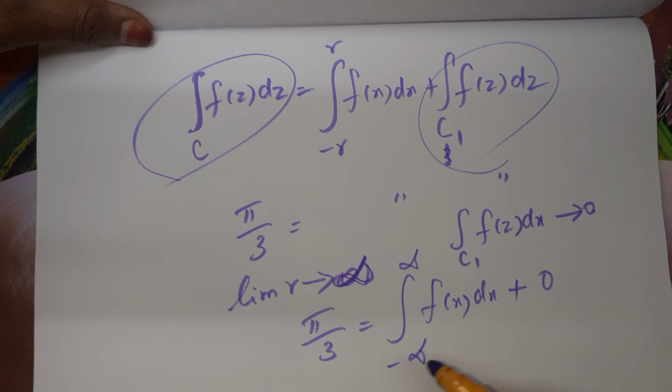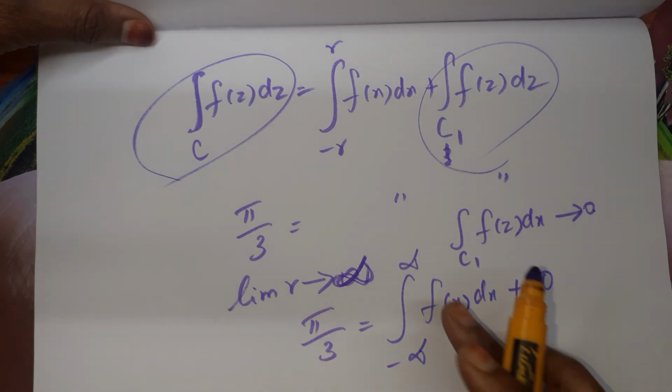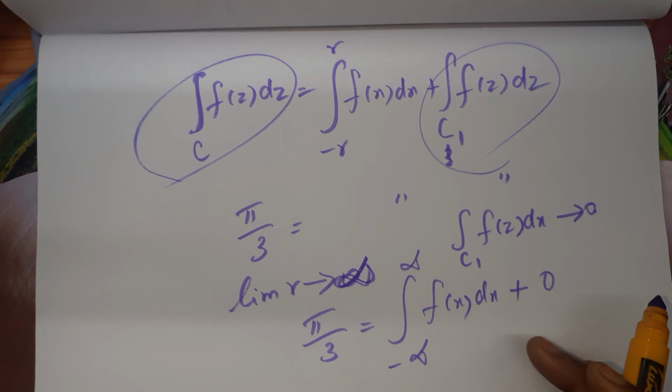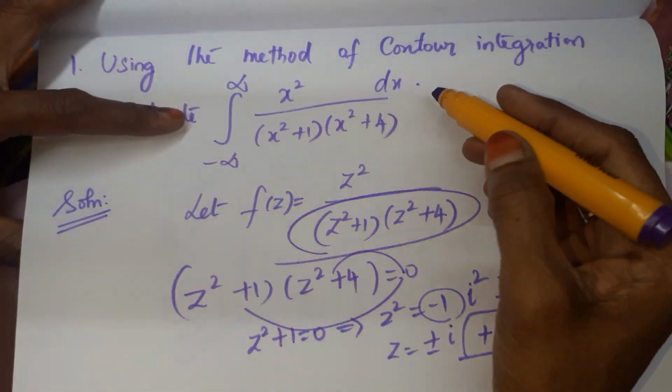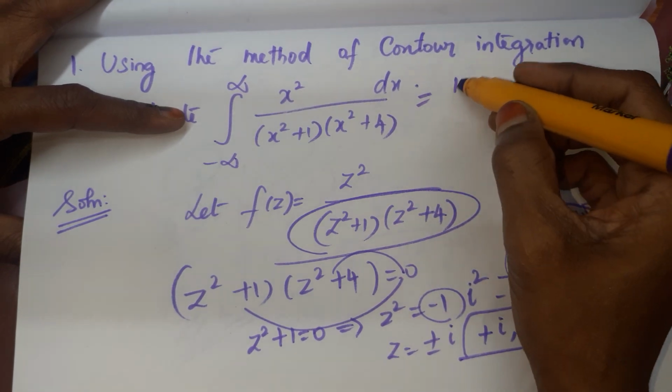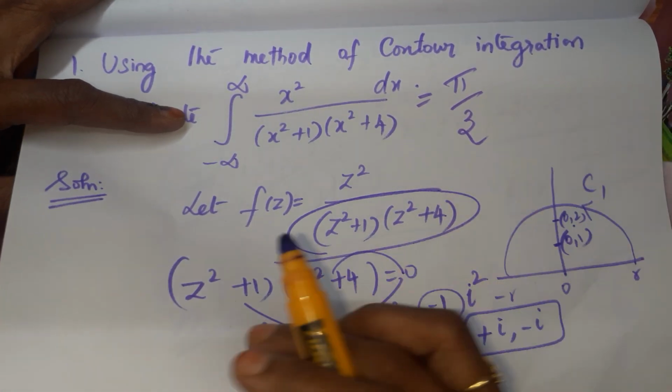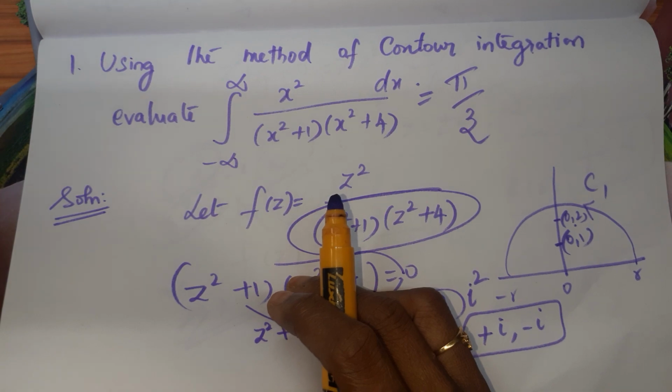What is the answer finally we are getting? Pi by 3. Integral from minus infinity to plus infinity f of x dx is equal to pi by 3. So the answer for this problem is pi by 3. Is it clear? Thank you.